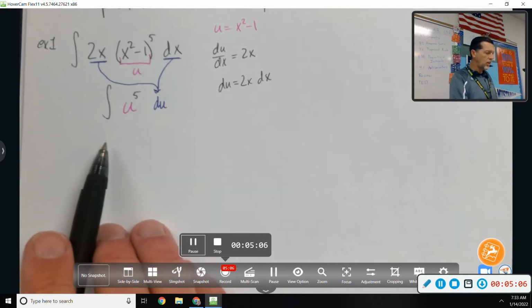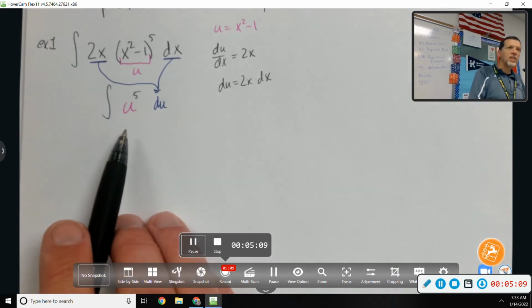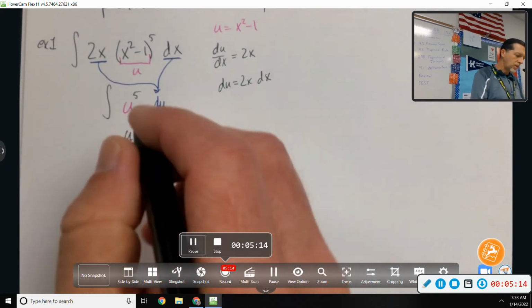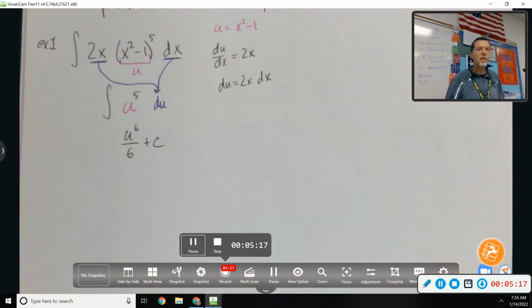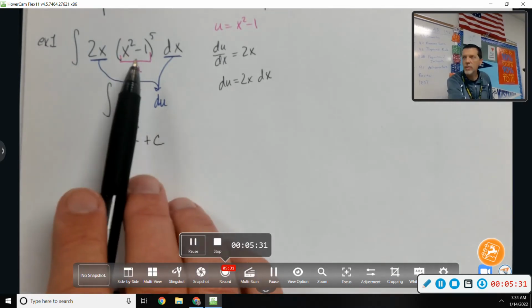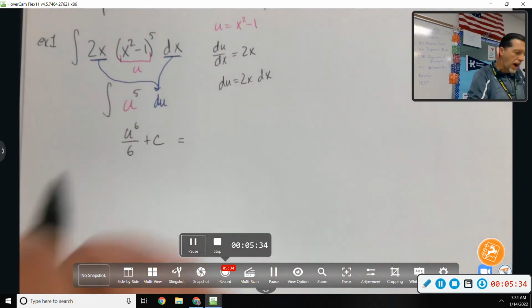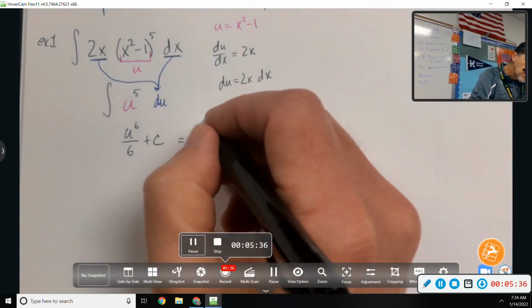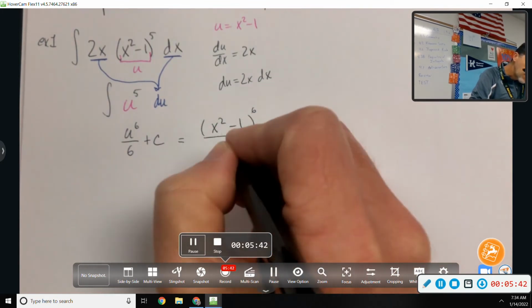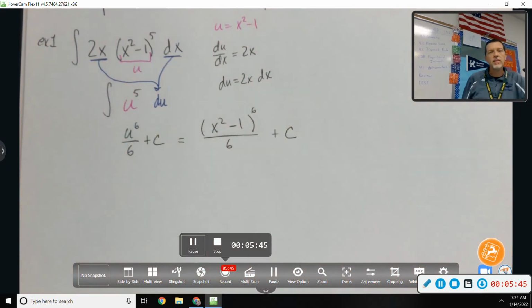So how do I integrate u to the fifth? Add 1 to the exponent, put it over the new exponent, plus c. So the actual integration was pretty easy. It was the substitution to get there that was maybe the tricky part. Now this isn't our final answer because our initial problem had x's in it, so we want to put the x stuff back in for u. So in place of u goes x squared minus 1, and then that is our answer.